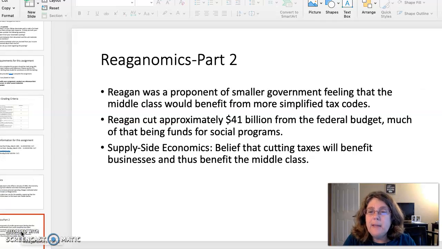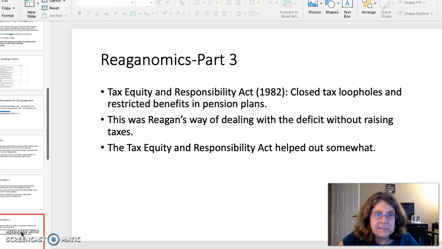Reagan was a big fan of smaller government and felt that the middle class would benefit from simplified tax codes. He cut about $41 billion, which is a lot of money, from the federal budget, and a lot of that was money that was going towards social programs. Supply side economics is part of Reaganomics, the belief that cutting the taxes of big business will cause the wealth to trickle down and benefit the middle and lower classes.